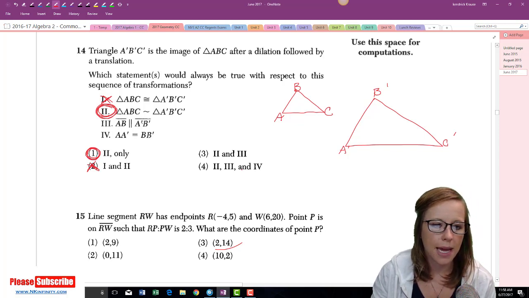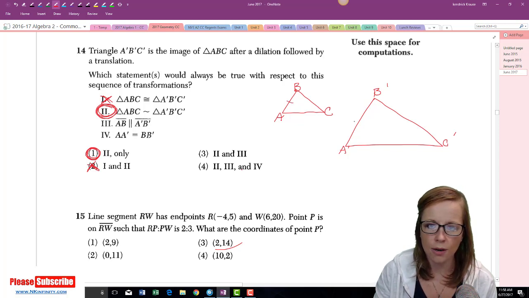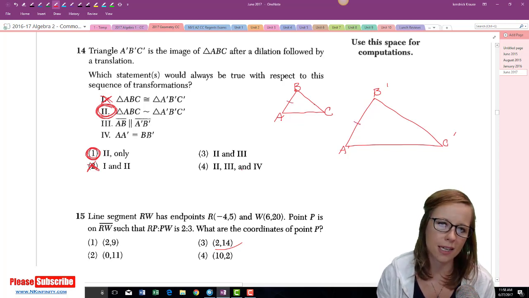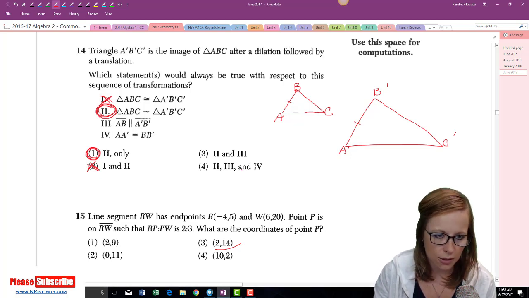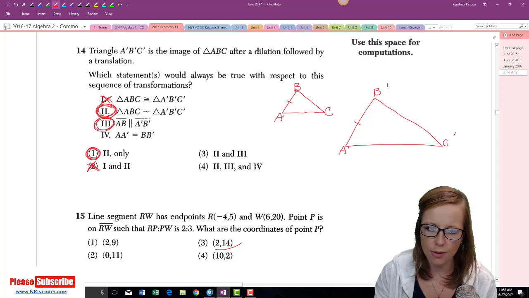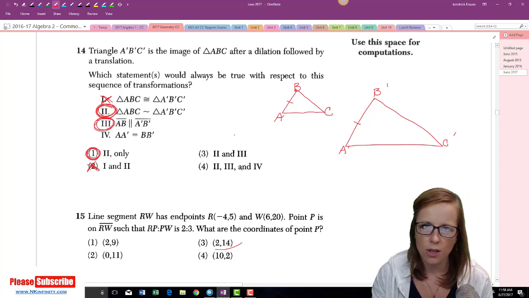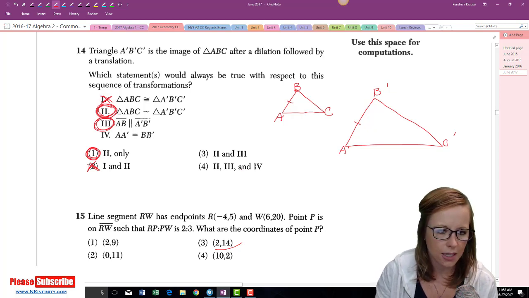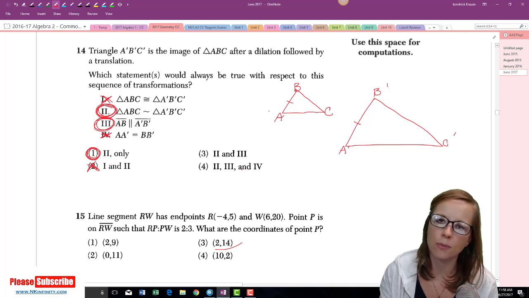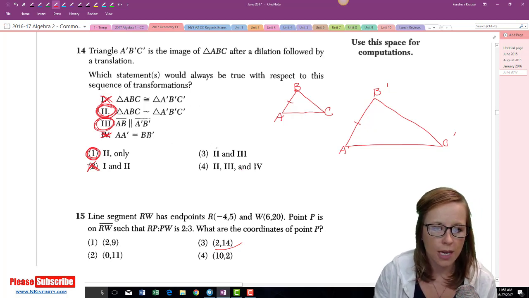Is AB parallel to A prime, B prime? Well, yeah, if we're dilating and translating, then they should be parallel, right? So that's also true. Choice or option 4 is not necessarily true depending on the translation and whatnot. So that's actually not going to work out. It's hard to see in my picture. If you were on a graph, you would probably see it a little bit better. So they accepted choice 1 and choice 3.